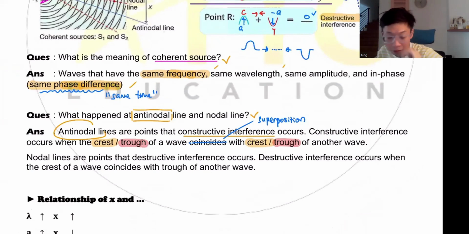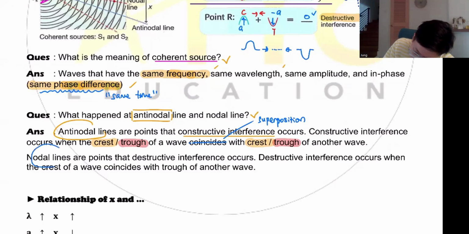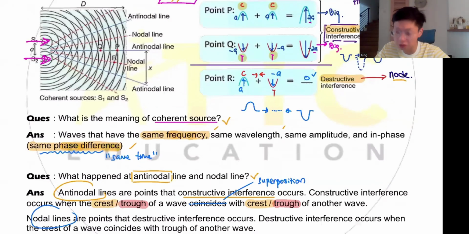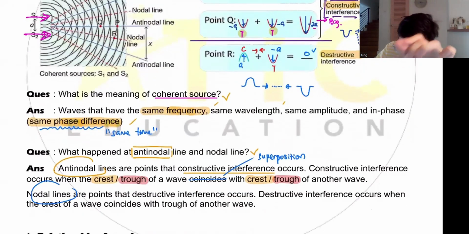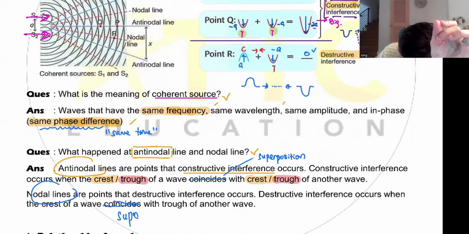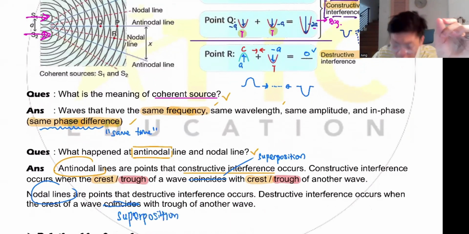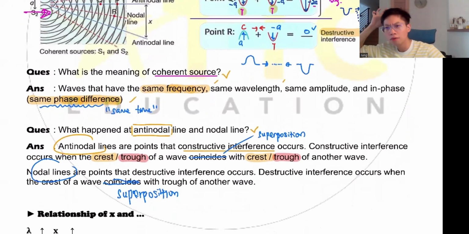Yeah. And then nodal lines is the destructive interference, because your node is the destructive interference. So it occurs when the crest of a wave, don't say coincide, the word is superposition, with the trough of another wave. Okay, so in physics, right, keywords are very important.